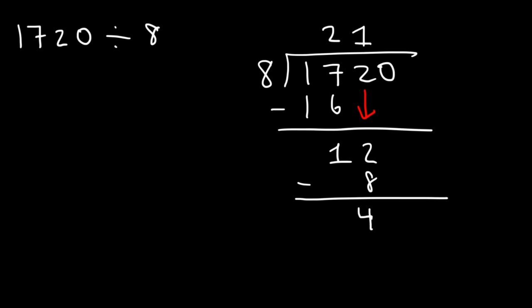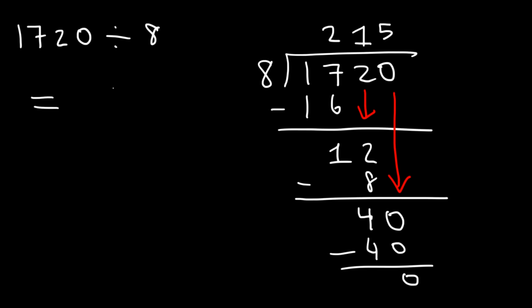And now the last thing that we need to do is bring down the 0. So how many times does 8 go into 40? 8 times 5 is 40. So 1720 divided by 8 is 215.